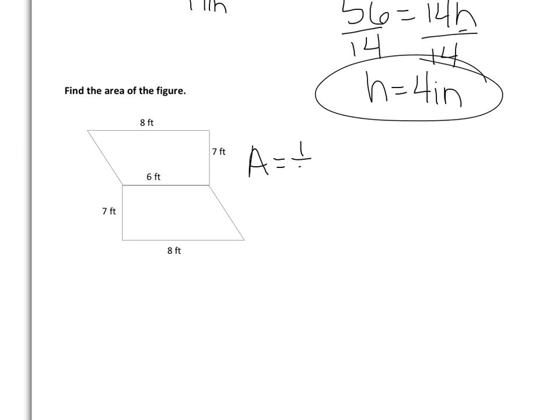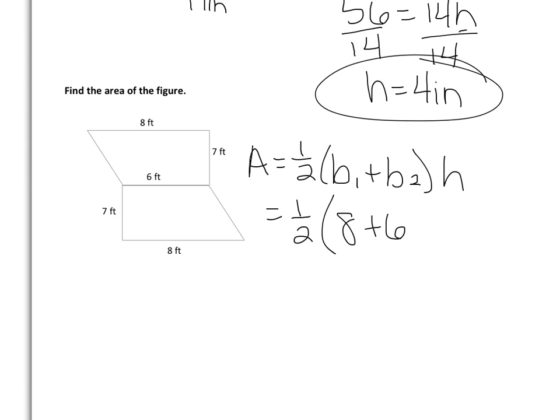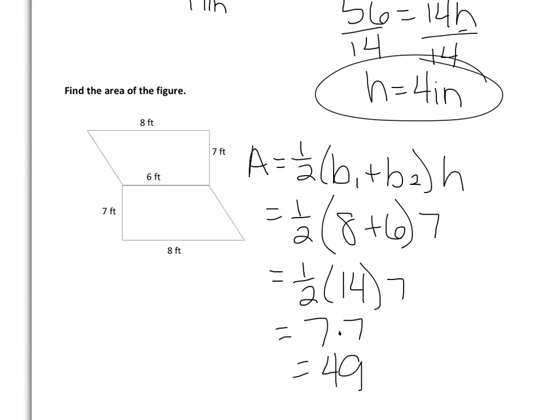Remember, I want to take 1/2 times base 1 plus base 2, times the height. So 1/2, my base 1, it doesn't matter whether you use 8 or 6 as base 1, you're going to get the same answer either way. Just make sure you identify both of those as the bases. And my height is 7, so if I simplify that, I have 1/2 times 14 times 7. 1/2 of 14 is 7, and 7 times 7 is 49. Now remember, that's just one of the trapezoids. I have 2 of them, so I need to multiply this number by 2. So my total area is 98 feet squared.